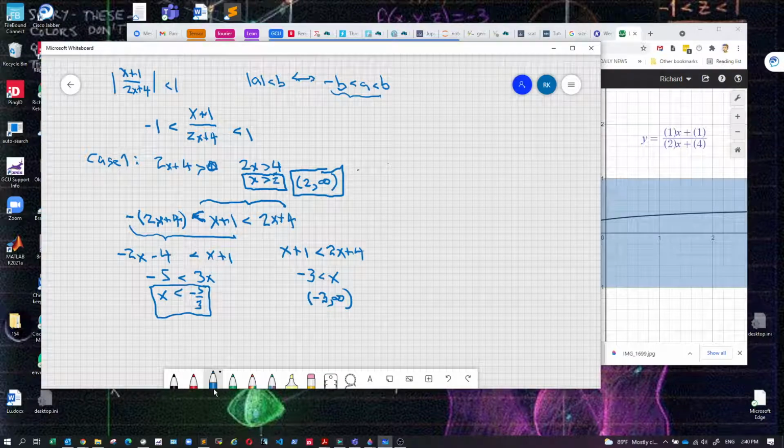Okay, so I got the interval minus 5 over 3 to infinity, right? And then I've got the interval minus 3 to infinity. So I've got all these intervals here, and what I need to do is take the intersection between all of these things. I need to take something that's in all of these.